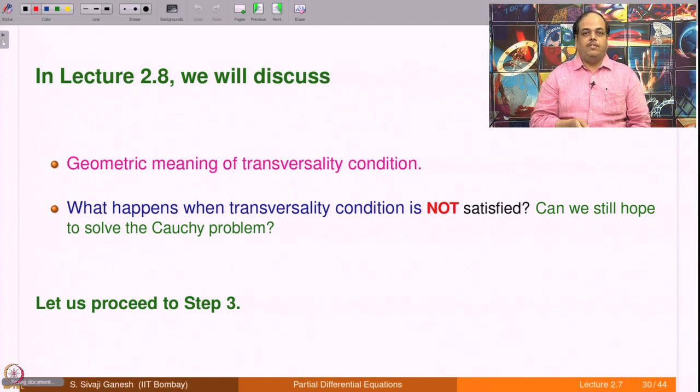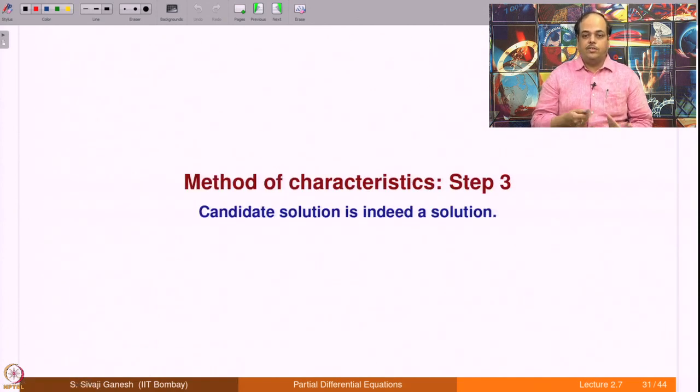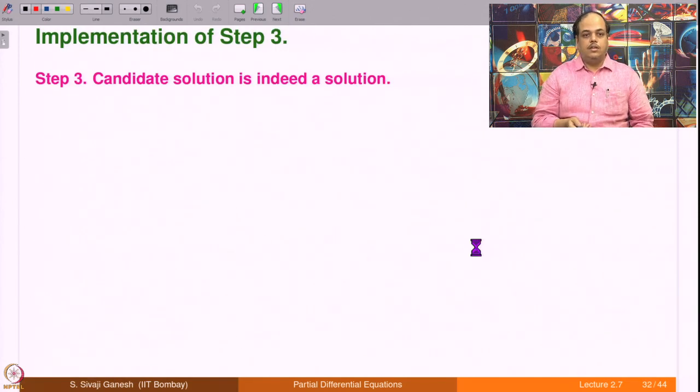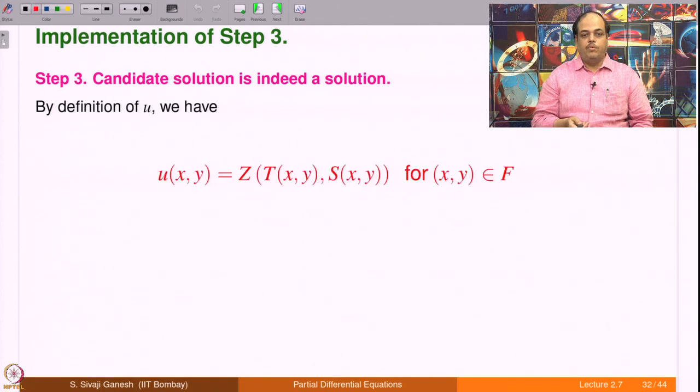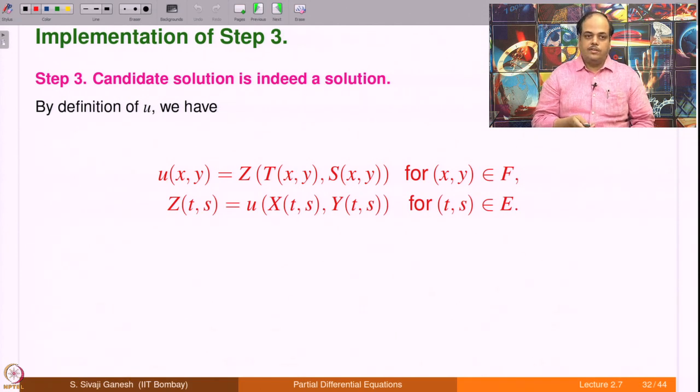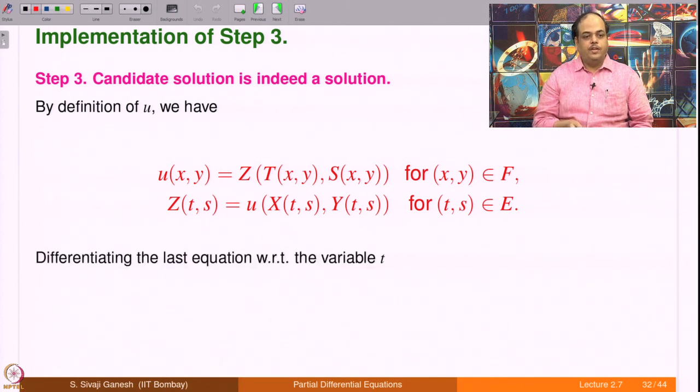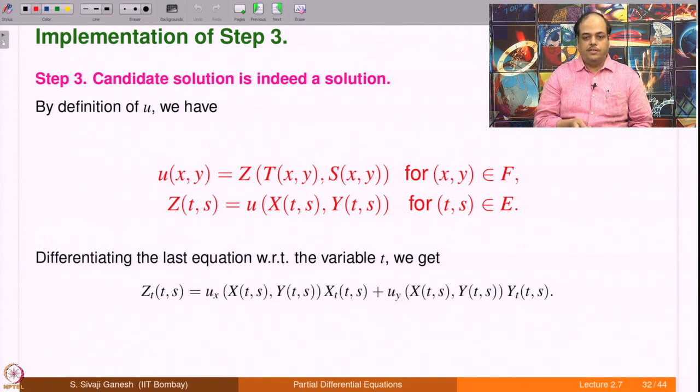Now, let us proceed to step 3. What is step 3? The candidate solution which we got in step 2 is actually a solution. By the definition of u, we have this formula, and z(t, s) equal to u(x(t, s), y(t, s)), we also have this. Now, what is it that we want to show? u solves the PDE, right? So, we have to compute u_x, u_y, etcetera, but that may not be useful. Let us see. Differentiating the last equation, that is this equation, with respect to t, we use the chain rule and we get this.